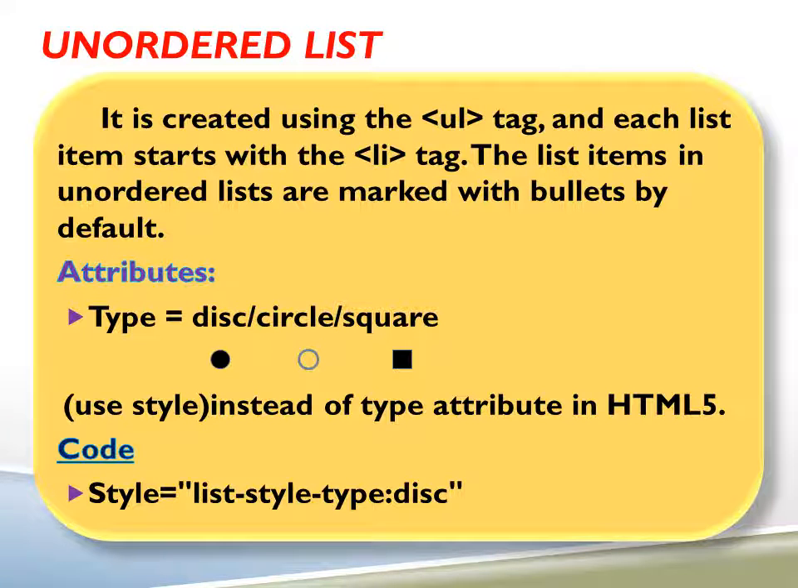Unordered list. These lists are preceded by a symbol. It is created using the UL tag, and each list item starts with the LI tag. Unordered list replaces the OL tag with the UL tag, and the rest of the code remains the same. The list items in an unordered list are marked with bullets by default.